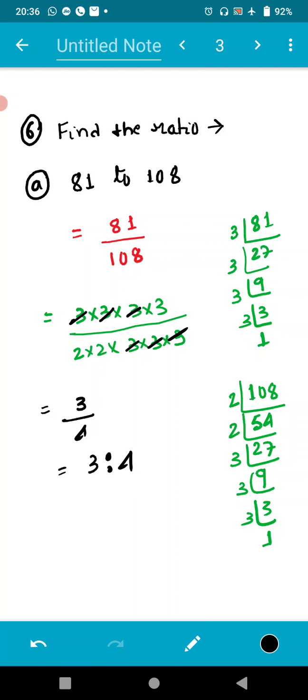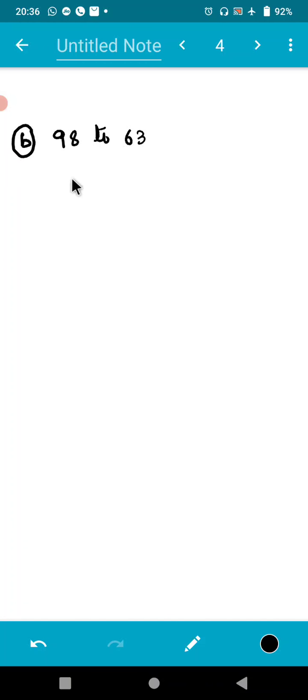Very, very easy, students. Now let's move on to sum number B. The same thing we'll do with sum number B as well. Now 98, so do the prime factorization of 98. 98 is an even number, so we'll divide it by 2: 2 4s are 8, 2 9s are 18. Now this is divisible by 7: 7 7s are 49, and 7 1s are 7.